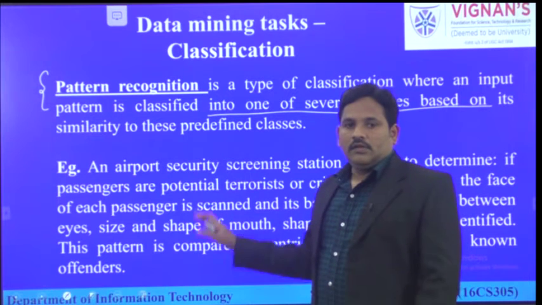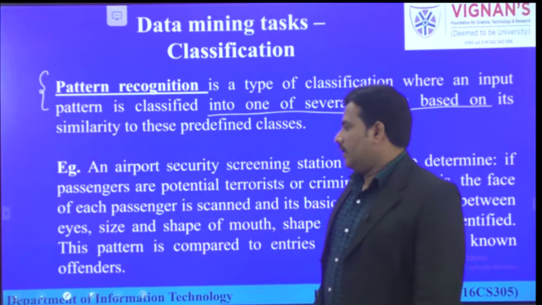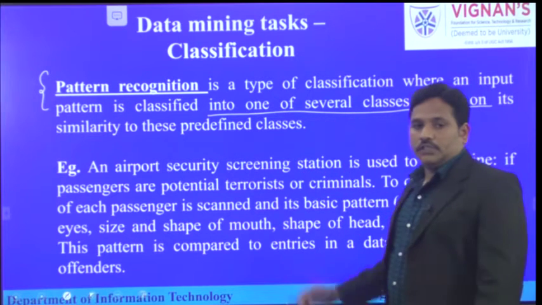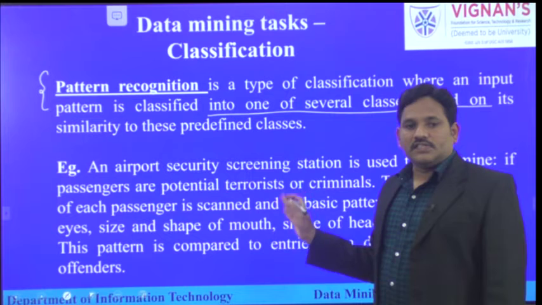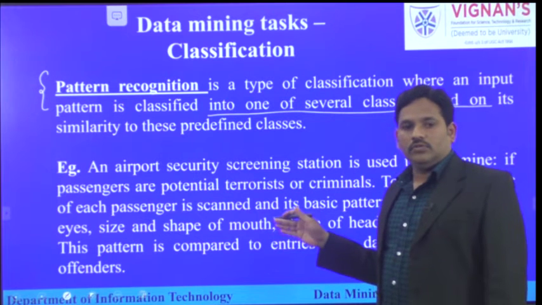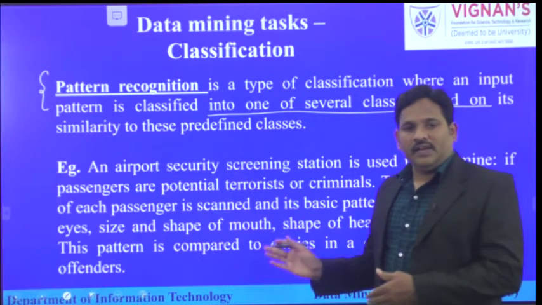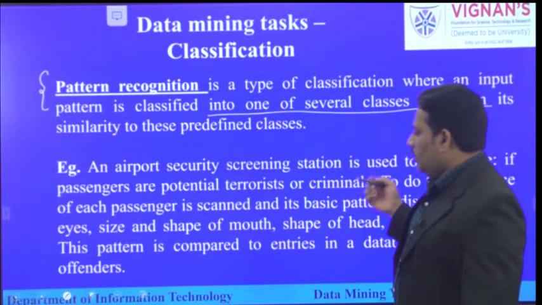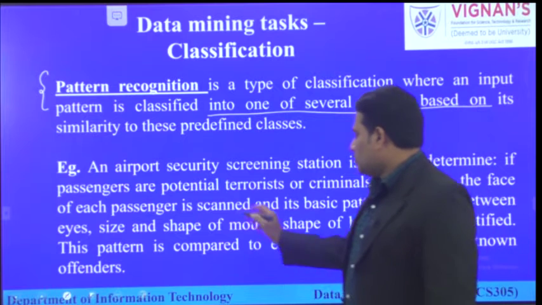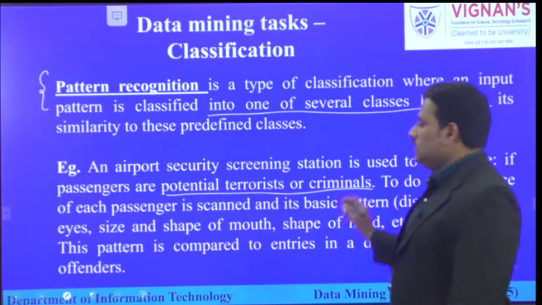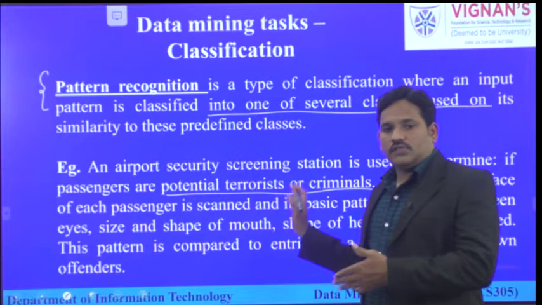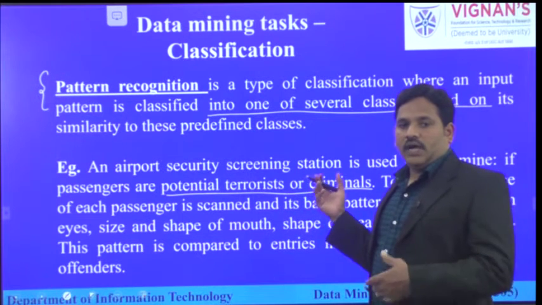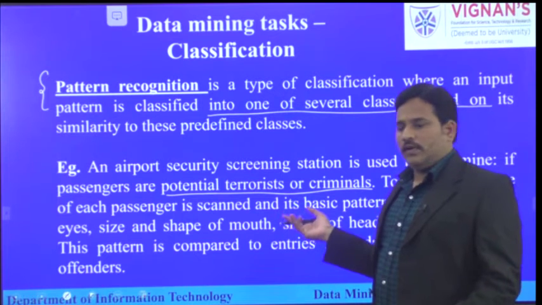Now look at here. We will see one best example for pattern recognition: an airport security screening station. That means there is a screening station. They will screen each and every passenger, and they want to find out whether they are normal passengers or any intruder entering the airport premises. What they want to explore using this security screening is the potential terrorists or criminals. They want to catch these types of people. Now how can they identify? Because we can't check personally, individually. That is a normal issue.